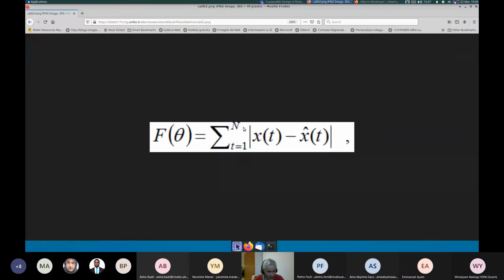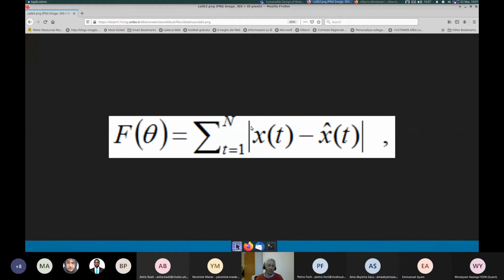Here it is. You see, here I take the absolute value of the difference. F theta is equal to the sum between 1 and n of the absolute difference between model simulation and observation. So you may say, what's the difference? They are clearly two different objective functions. And let me say one thing, just to explain in a very simple way their difference.